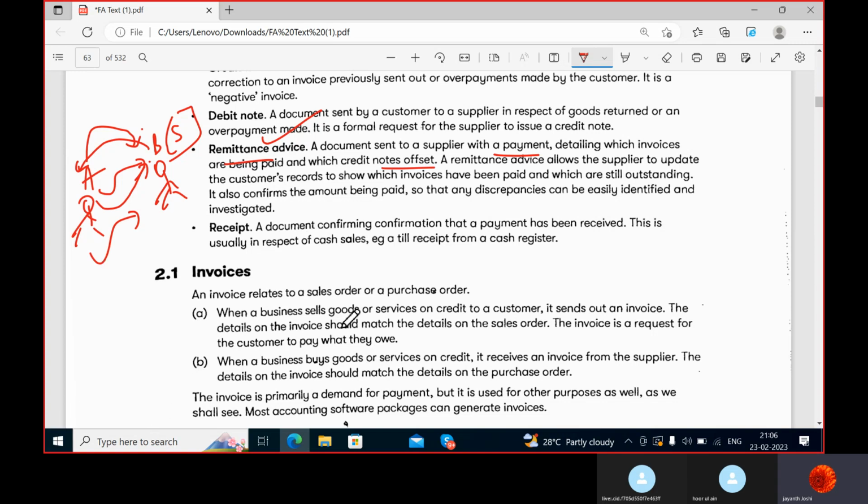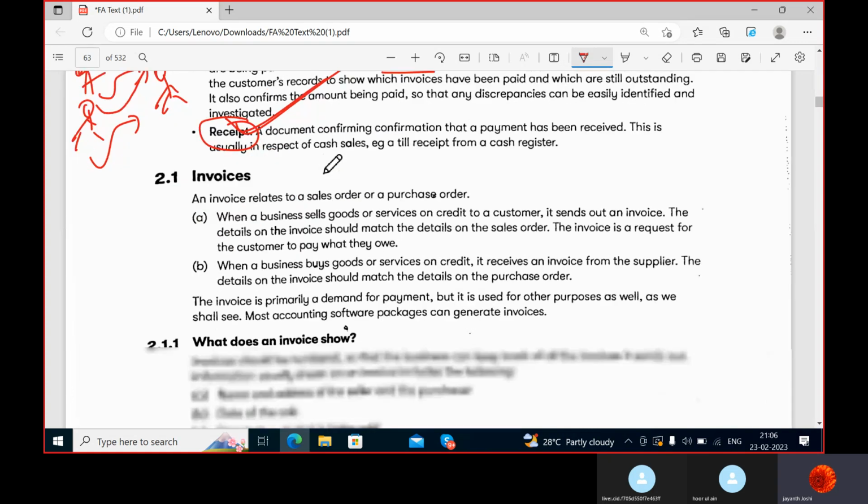And after making the payments, what is it that we get as the final thing? Receipt, correct? See, if you made the payment to me for the fees for your classes, what will I give you? Receipt. That is a confirmation that you have made the payment and I have received the payment, and you have a record, correct? So this is what this entire chapter is all about.